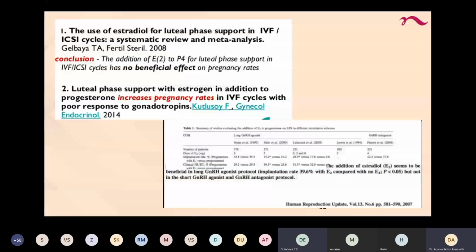There was another paper which showed that luteal support with estrogen in addition to progesterone increases pregnancy rates in IVF cycles with poor response to gonadotropins. So there are multiple papers which show that there is improvement in pregnancy rates, and there are multiple papers which show there is no change in pregnancy rates with addition of estrogen. So this is still a controversial topic.